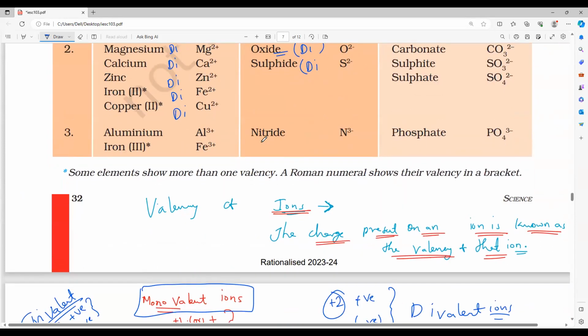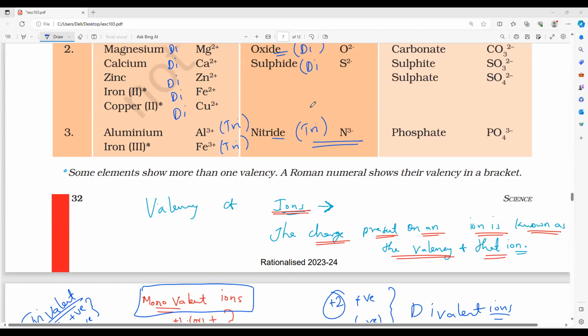Positive examples: iron, trivalent. Nitride, trivalent. Why nitride here? Is it a cation or anion? Anion. That is why it is -ide.